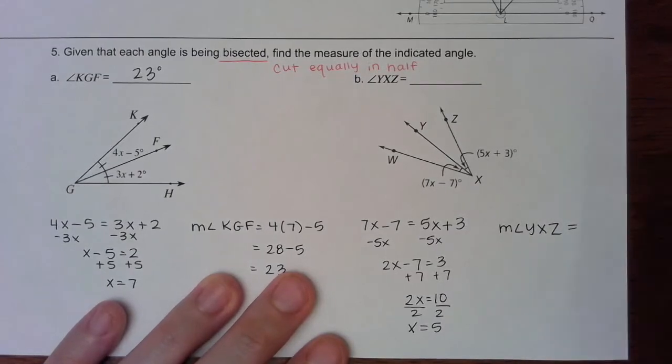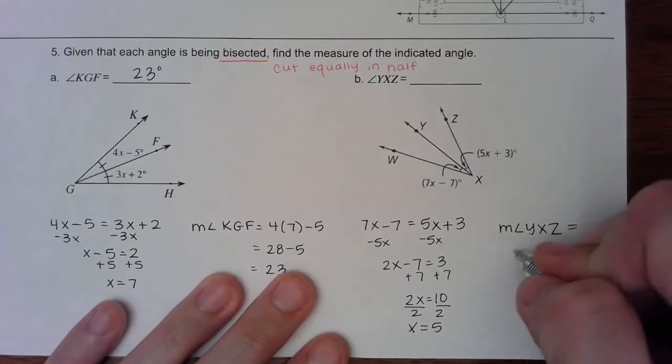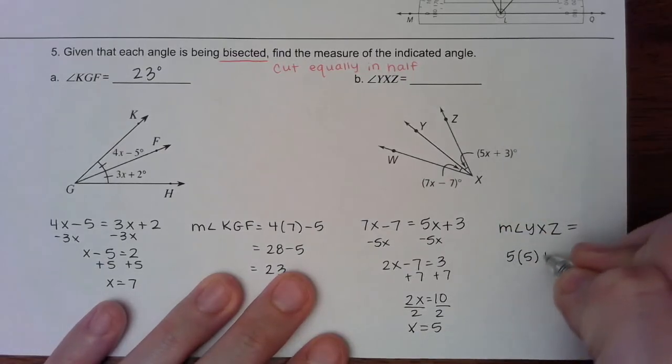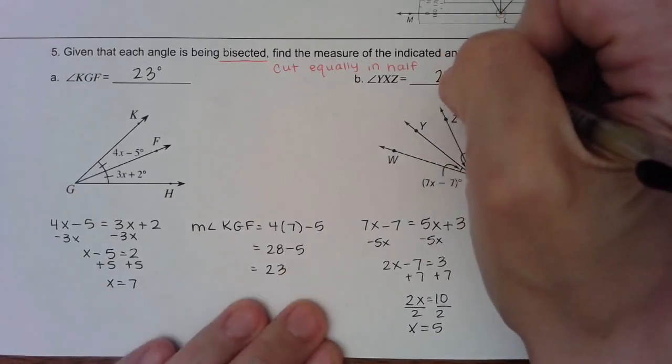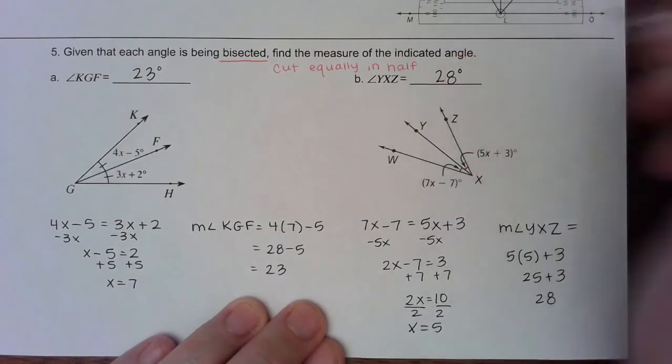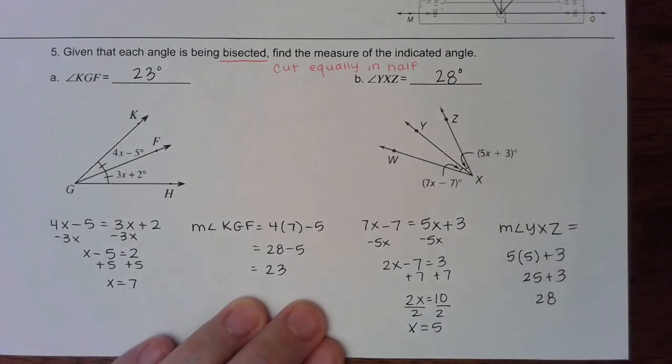So to figure out the measure of angle YXZ, I'll have to plug my 5 in right here for x. So 5 times 5 plus 3 gives me 25 plus 3, which would give me 28 degrees. And so the measure of angle YXZ, this piece right here, is equal to 28 degrees.